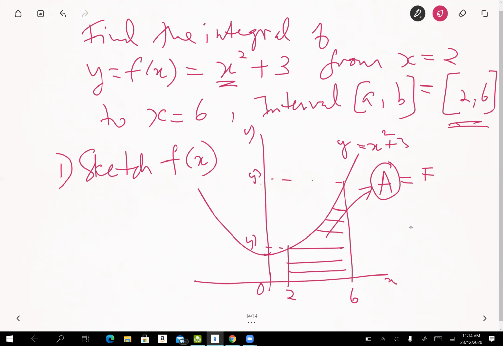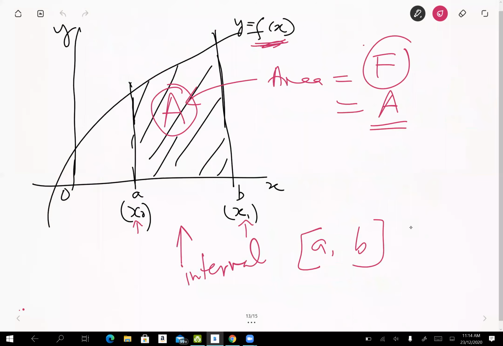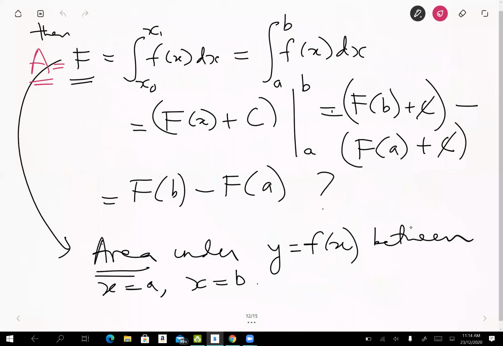So find the integral of the function from x equal to 2 to x equal to 6. Intuitively, we know this is what we are going to find. We can already picture that thing. So now you use the formula, get the integral. Apply the formula here. I want you to do it now, up to here.